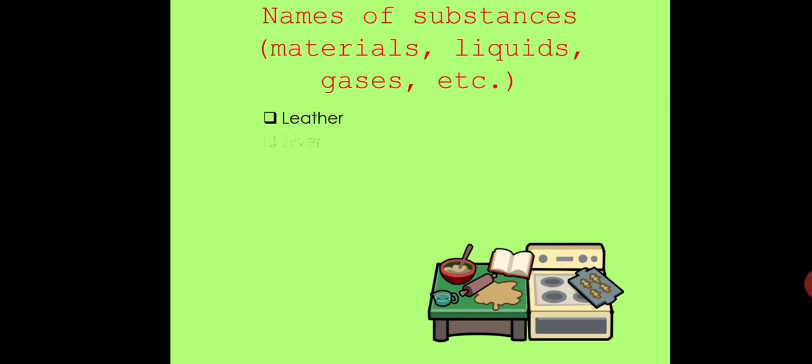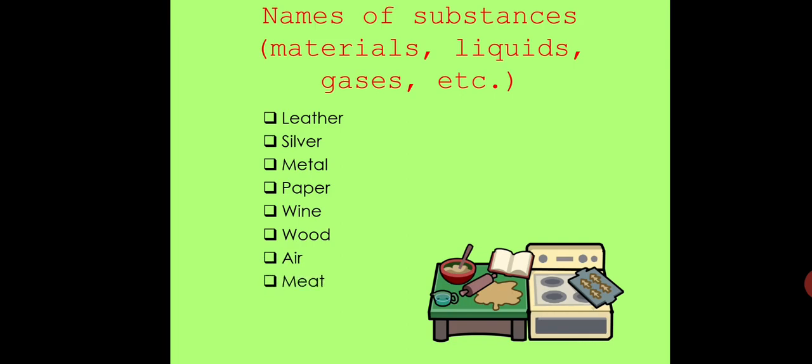So you have your leather, you have your silver, metal, paper. Sir, why am I seeing the word metals or the word papers? So when it comes to collective nouns, kasi they are also non-count, they're also collective. So let me give you an example.